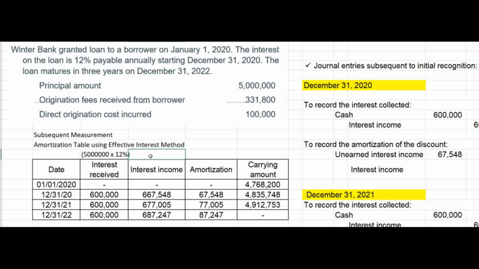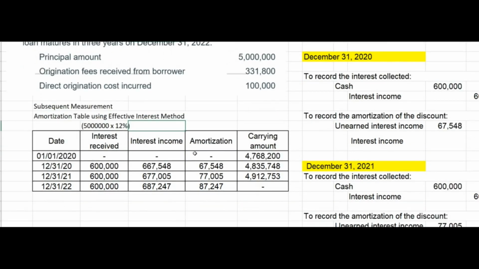So therefore, dito dapat mag-compute tayo ng effective interest rate. Pag sinabi natin effective interest rate, yun yung totoong interest na ma-earn ng financial institution with this particular loan. So how do we compute the effective interest rate? In this problem, actually, binigay na siya. Sabi niya, the effective interest rate is 14%.